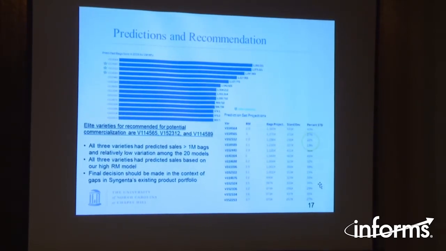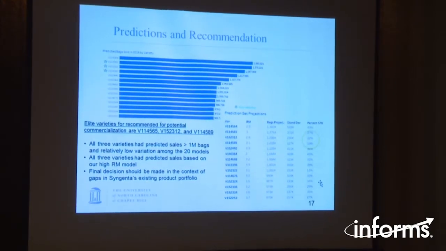In doing this, I want to first say that this has to be done in the context of Syngenta's current product portfolio. Essentially, we're recommending the 3 varieties you see there. One has a relative maturity of 3, the other 2.8, the other 3.1. All 3 of them had predicted sales well over $1 million. We understand Syngenta wanted to minimize type 1 errors, so we were conservative in that. Also, all 3 varieties came from our more accurate high relative maturity model, so we felt more comfortable recommending those.